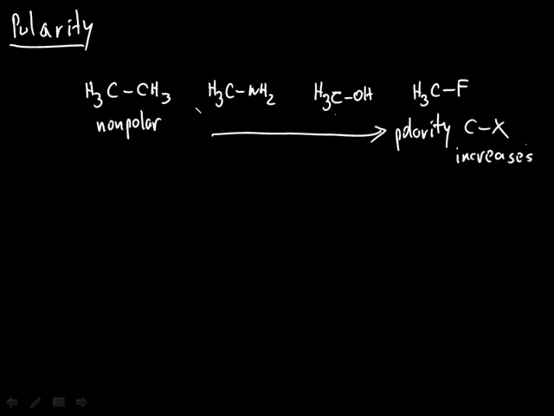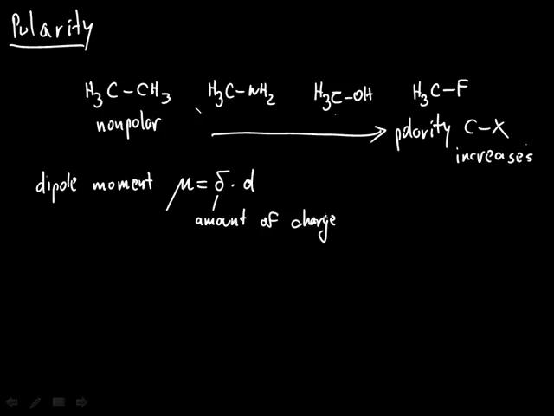The quantitative measure of this polarity is the dipole moment. Dipole moment is denoted by the Greek letter mu and equals delta times d, where delta is the amount of charge on the ends of the dipole, while d is the distance between those charges.